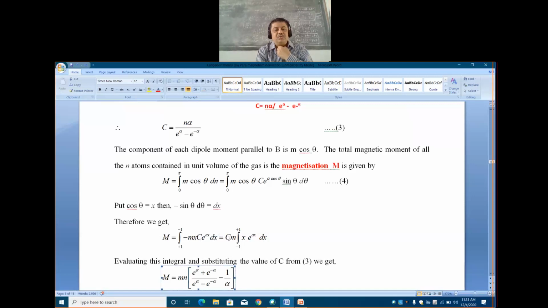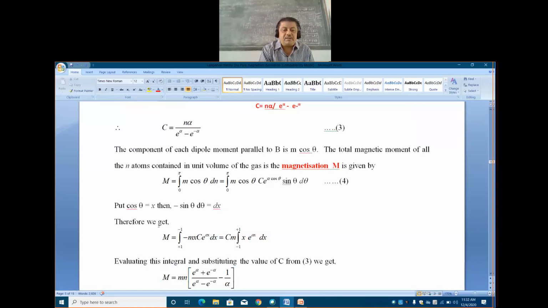So this is equal to, c and m are constants, so we have taken them outside, and we change the limits to change the sign. The minus is made positive by changing the limits again. -1 to +1, c and m are constants taken outside, that is x into e raised to alpha x dx. Now it is integration by parts. So we have two parts, x is there, e raised to alpha x is also there. So we have to integrate by parts and substitute the value of c. The c value is n alpha by e raised to alpha minus e raised to minus alpha.